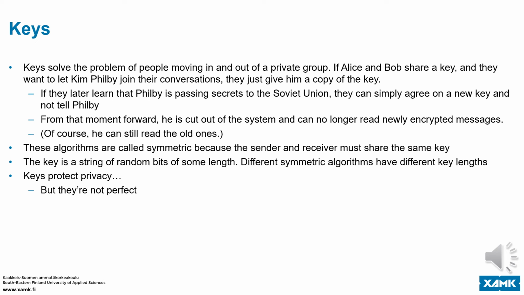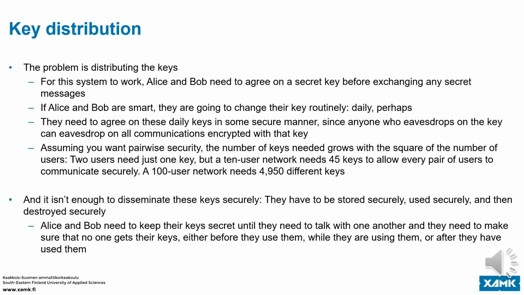These algorithms are called symmetric because the sender and receiver must share the same key. The key is a string of random bits of some length. Different symmetric algorithms have different key lengths. Keys protect privacy, but they're not perfect. The problem is distributing the keys. For this system to work, Alice and Bob need to agree on a secret key before exchanging any secret messages.